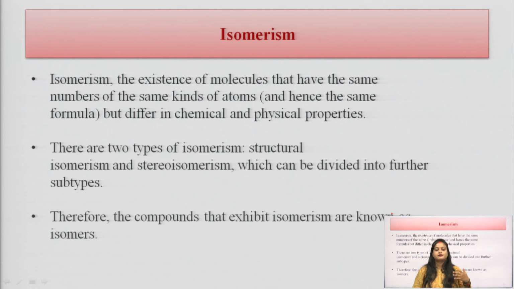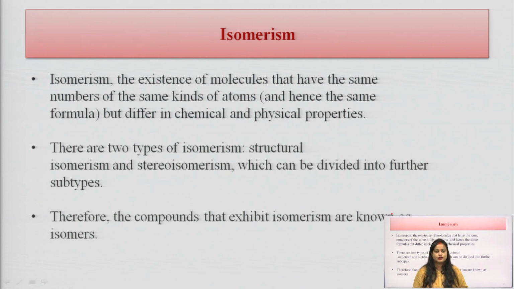अब क्या होगा जब मॉलिकुलर फार्मूला सेम रहने से स्ट्रक्चर चेंज होगा, तो स्ट्रक्चर चेंज होने की वजह से कंपाउंड की जो फिजिकल और केमिकल प्रॉपर्टीज़ हैं, वो डिफरेंट होंगी. So isomerism is the existence of molecules that have the same numbers of the same kinds of atoms but differ in physical and chemical properties.